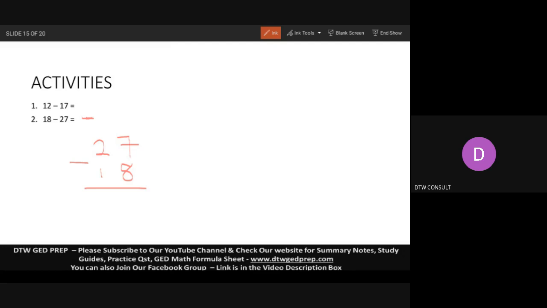7 minus 8 cannot, so we have to borrow from 2. So we take away 1 from 2, 2 becomes 1. Add that 1 to 7, we have 17. So 17 minus 8 gives us 9. 1 minus 1 gives us 0. So 18 minus 27 will be negative 9. Why do we have a negative sign there? Because 18 is smaller. You are removing a bigger number from a smaller number, so you have negative 9.